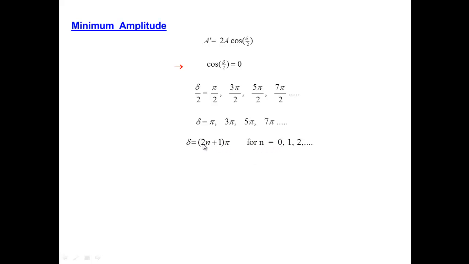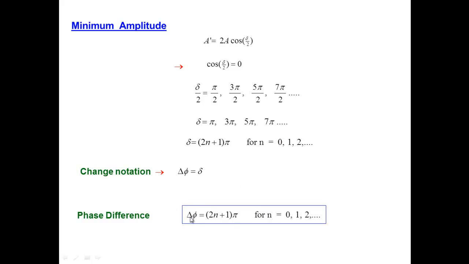So for n equals 0, delta is pi. For n equals 1, 2 times 1 plus 1 is 3, so delta is 3 pi, which is the next term. N equals 2, we get delta equals 5 pi, and so on. So that's a nice compact way. And using, once again, this notation of delta phi to represent the difference in phase between the two waves, we have this condition.